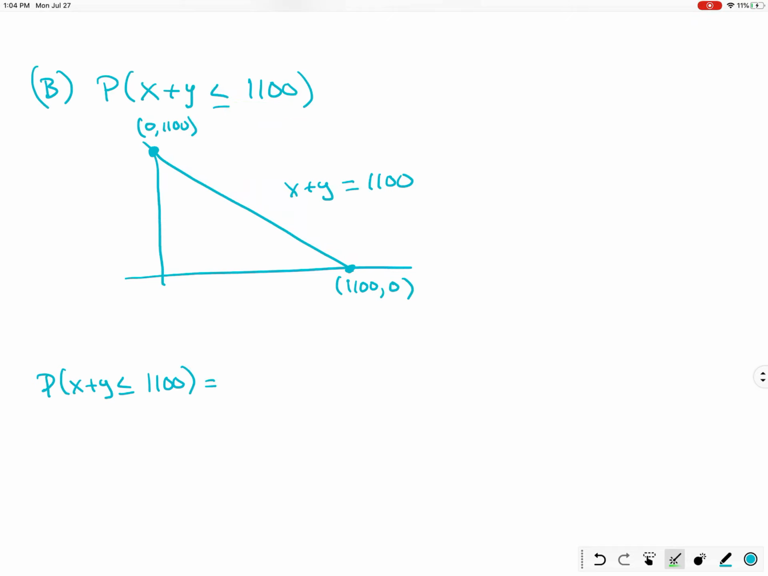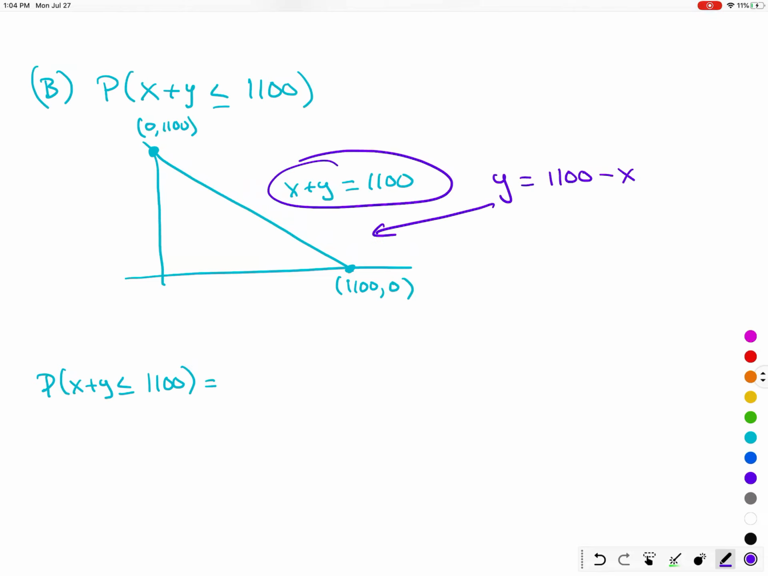All right, so now I've drawn a picture of what we're talking about here. This is x plus y together, and if I solve that for y, I would get y is equal to 1100 minus x, and I've drawn a picture of that, right? That's what this is. And so the area that we are integrating over is this triangle that's less than or equal to y equals 1100 minus x.